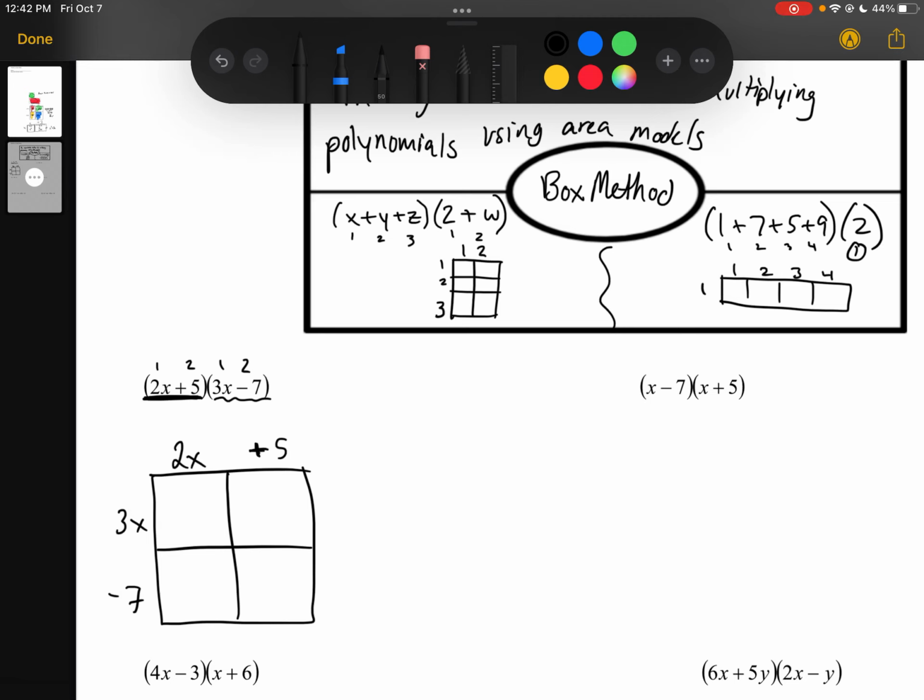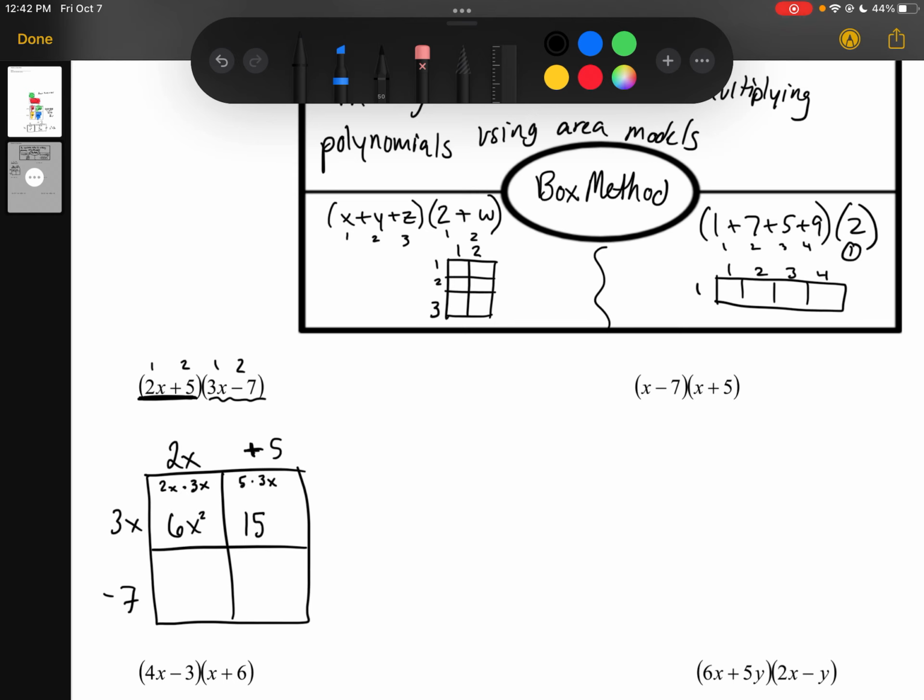So from here, we take our top term, multiply it by our side term. So 3x and 2x go together, and that's going to give us 3 times 2. So multiply like terms here. So 3 times 2 is 6, and then x times x is x to the second power. Again, take our top term, multiply it by our side term, multiply the like term, so number times number, so 15, and then just x is left over, so we drop that down.